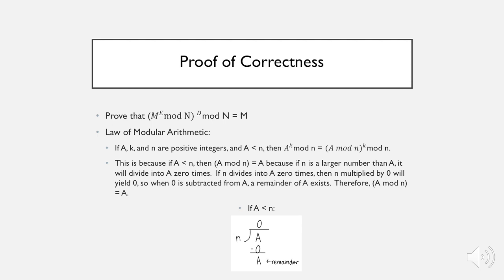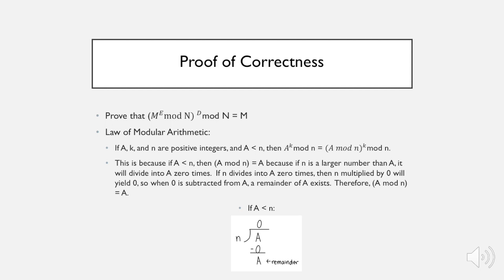This is because if n is a larger number than a, as specified by the law of modular arithmetic, it will divide into a 0 times. If n divides into a 0 times, then n multiplied by 0 will yield 0, so when 0 is subtracted from a, a remainder of a exists. Therefore, a mod n is equal to a.